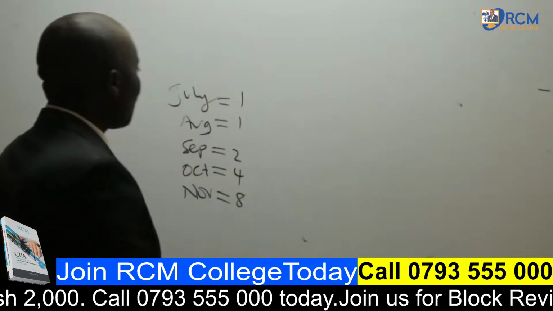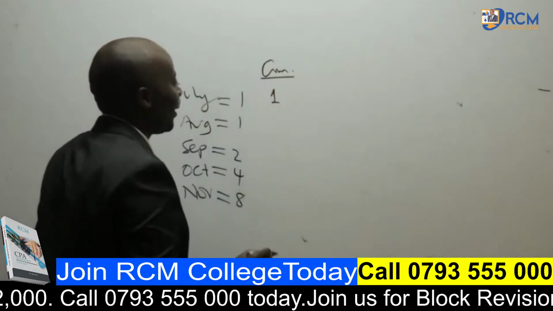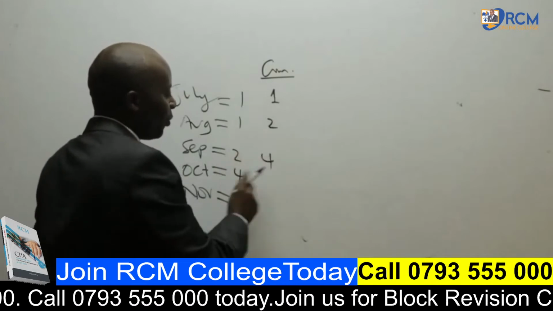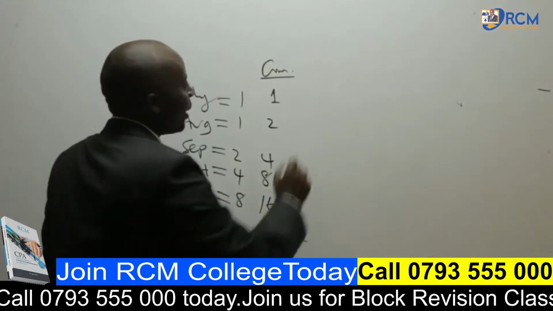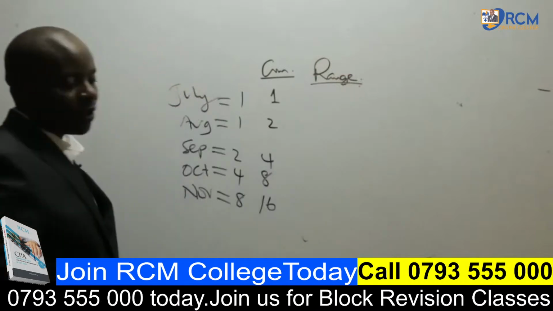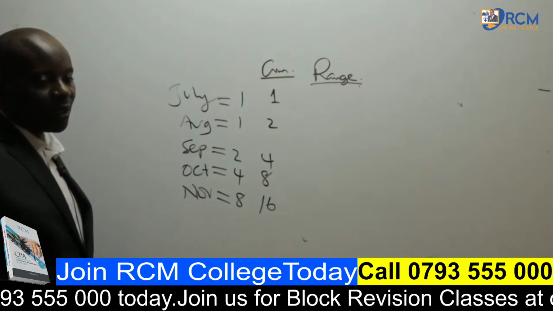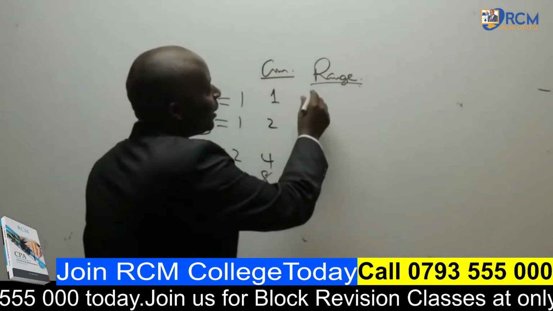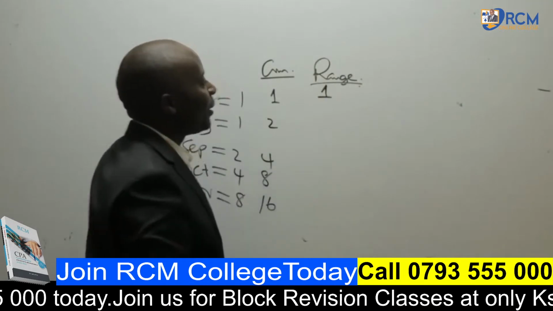So come and give us cumulative. Cumulative produced. So this is 1. This becomes what here? 2. This gives us 4. This gives us 8. This gives us 16, right? So go ahead and give us ranges. Ranges, of course, is what we have here. This one here, this is the first one. See, this is 1.